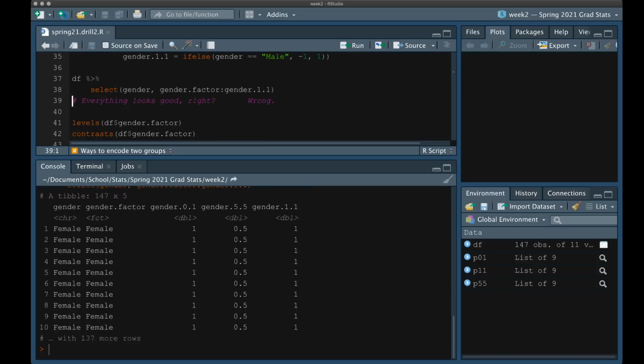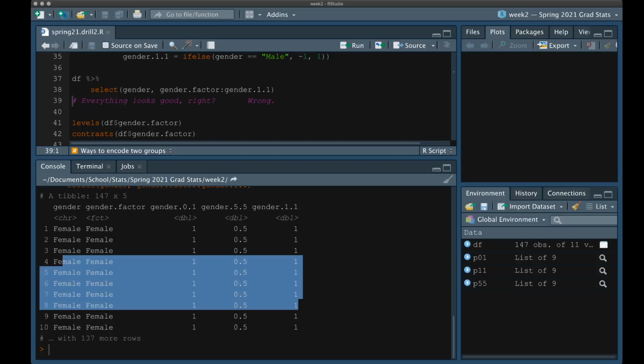And so if we just look at those variables that we've created now, the original gender, again, it's character, but now gender.factor is actually a factor. We have gender 0, 1, where the females are coded as 1s here, and gender 5, 5, where females are coded as positive half, males are coded as negative half. And then on the gender 1.1, females are coded as positive 1, males are coded as negative 1. So everything looks all great and grand here, right?